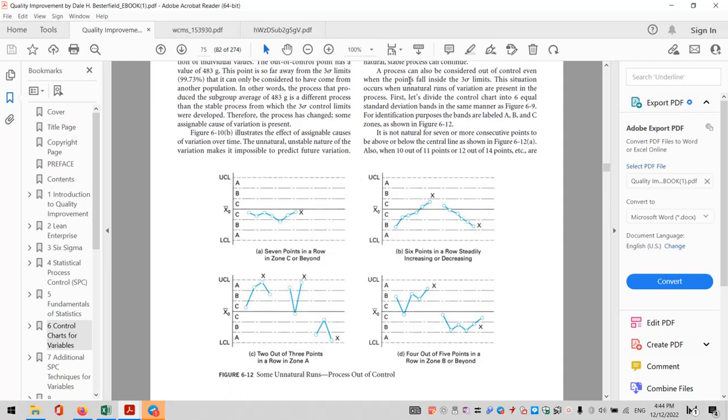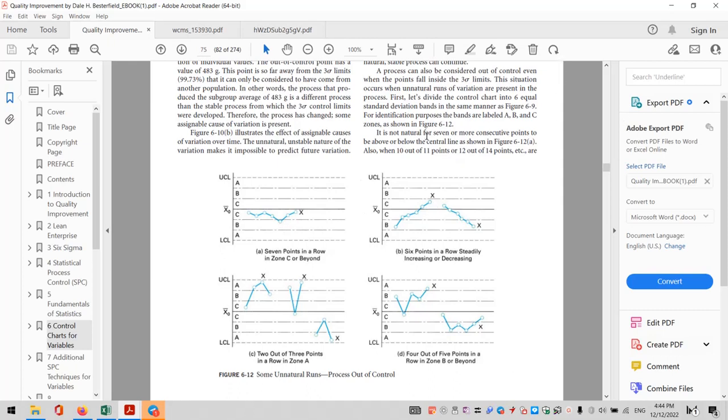A process can also be considered out of control even when the point falls inside the 3 sigma limit. This situation occurs when unnatural runs or variation are present in the process. First, let's divide the control chart into 6 equal standard deviation bands in the same manner as in the figure. 6 equal, 1, 2, 3, 4, 5, 6 equal.